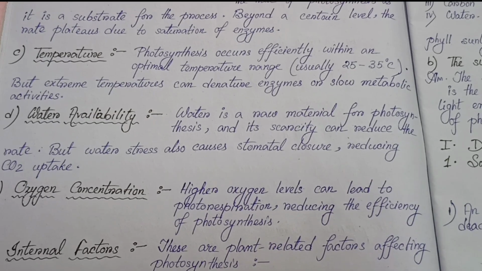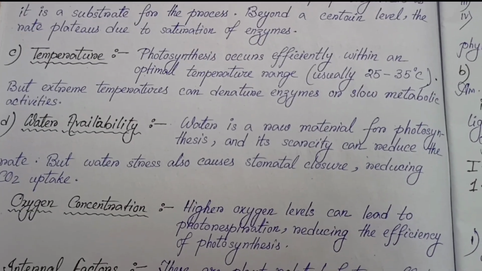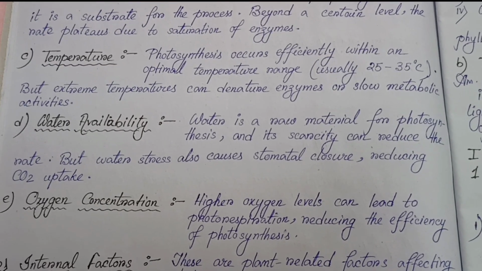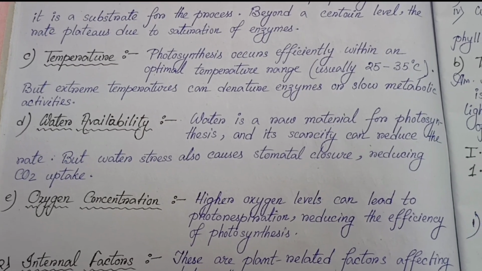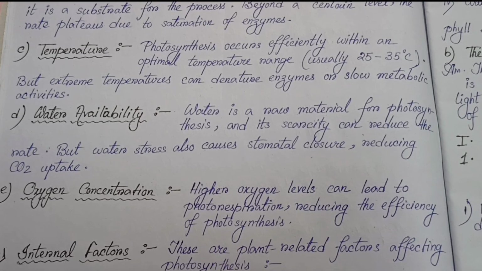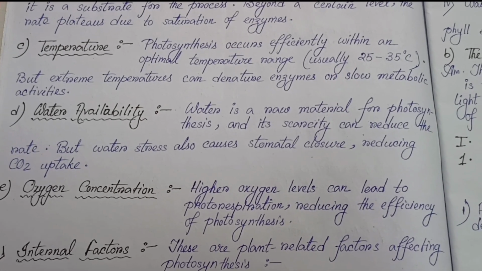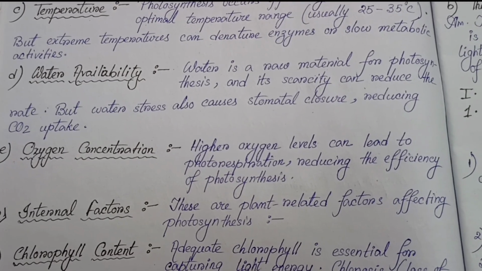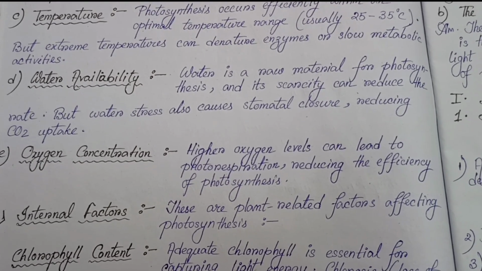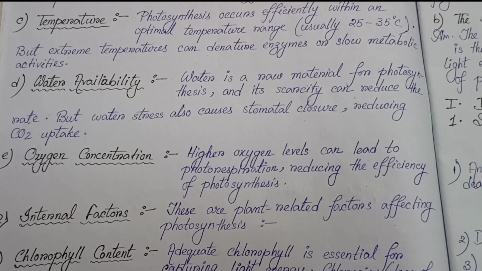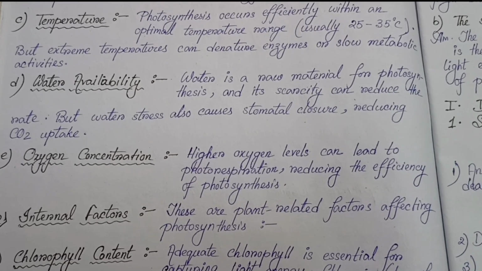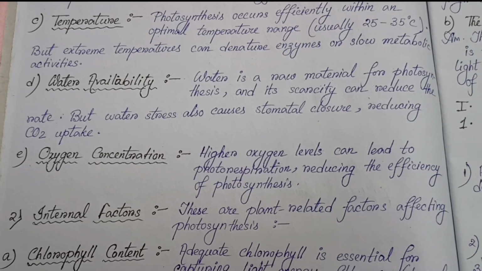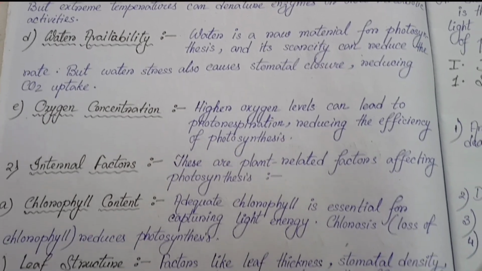Number C, temperature. Photosynthesis occurs efficiently within an optimal temperature range, usually 25 to 35 degrees Celsius, but extreme temperature can denature enzymes or slow metabolic activities. Number D, water availability. Water is a raw material for photosynthesis and its scarcity can reduce the rate, but water stress also causes stomatal closure, reducing CO2 uptake.